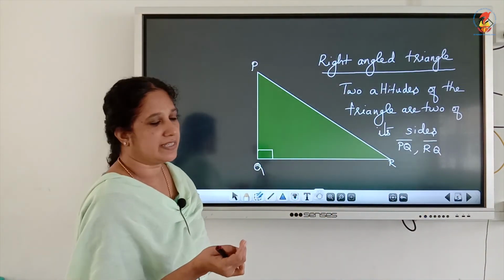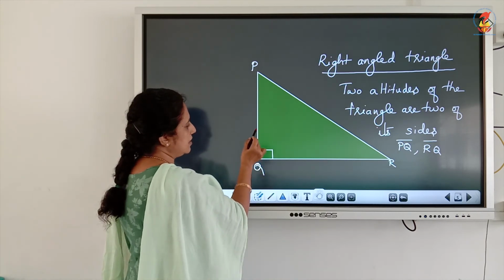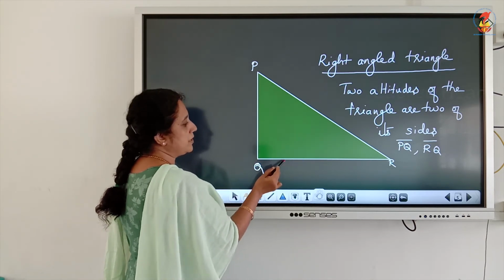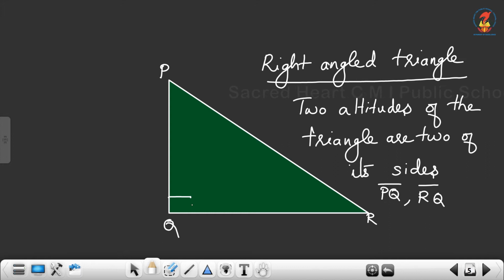Now, in the case of a right angle triangle, one angle is 90 degrees. So, the line segments PQ and QR are perpendicular to each other. The angle between them is 90 degrees. Suppose you want to draw the altitude from the vertex P to the opposite side QR. So, PQ gives you an altitude. PQ is one of the altitudes. That means the side PQ acts as the altitude.